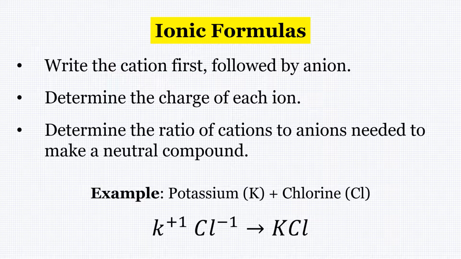So we have potassium, which is our cation, and we have chlorine, which is our anion. Potassium has a positive 1 charge, and chlorine has a negative 1 charge. So this is pretty straightforward. We just have our 1 potassium followed by our 1 chlorine.